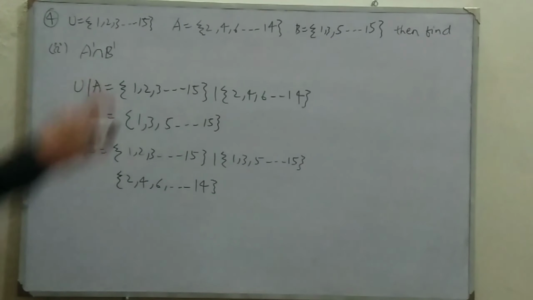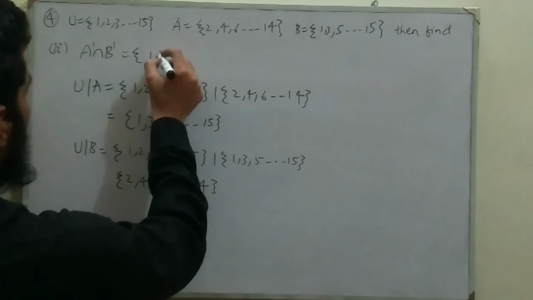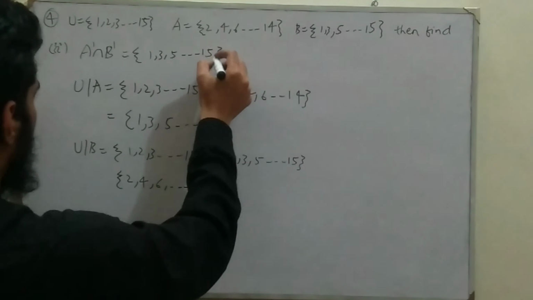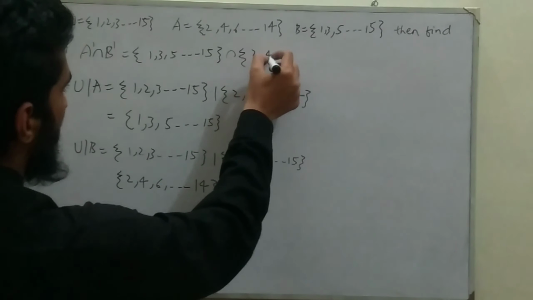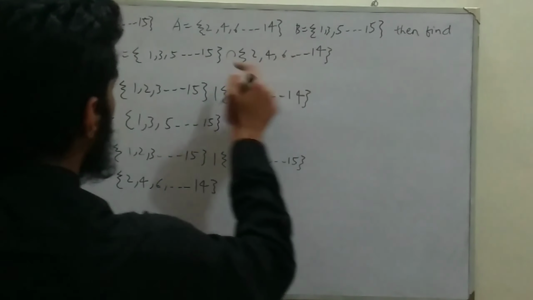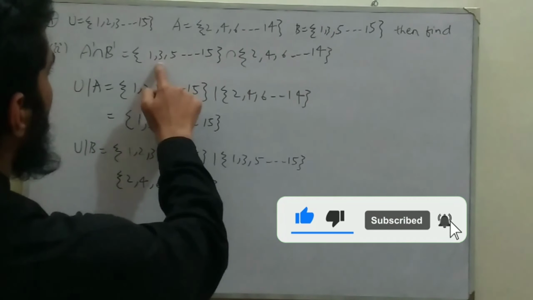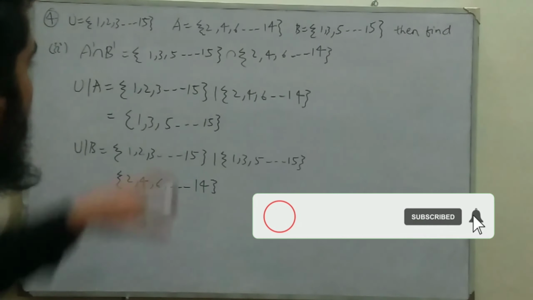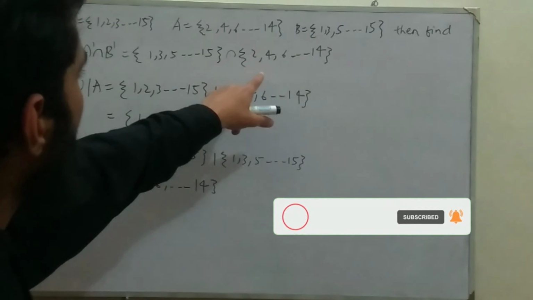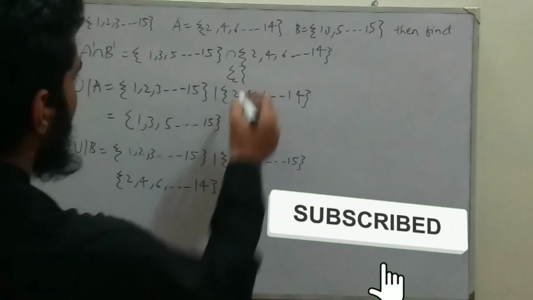Find A complement intersection B complement by putting in the values and finding the intersection between these two sets. A complement is 1, 3, 5 and so on up to 15, with the intersection sign in between, and B complement is 2, 4, 6 up to 14. Intersection means all those elements which are common in both sets. 1 is not common, 3 is not common, 5 is not common, so there is no common element. Why? Because this is the set of odd numbers and this is the set of even numbers. That's why the result will be a null set or empty set.